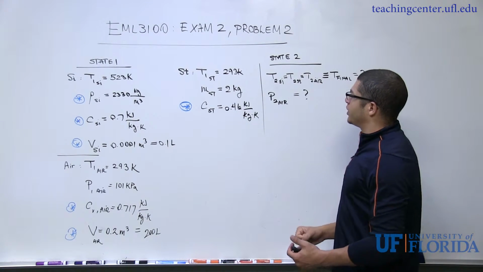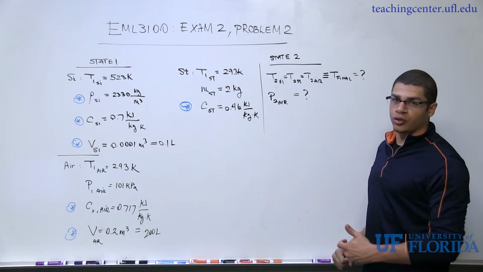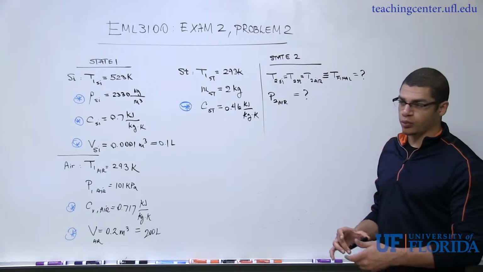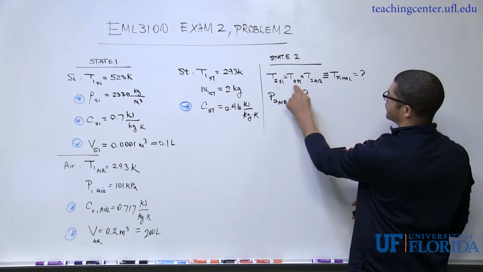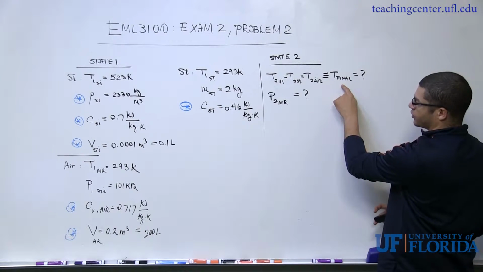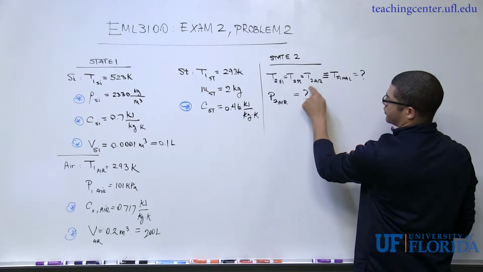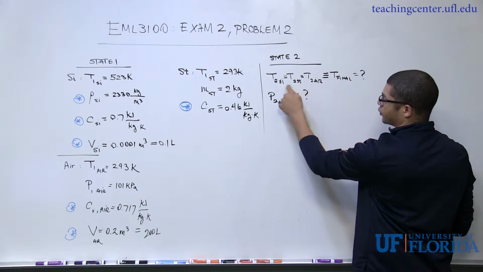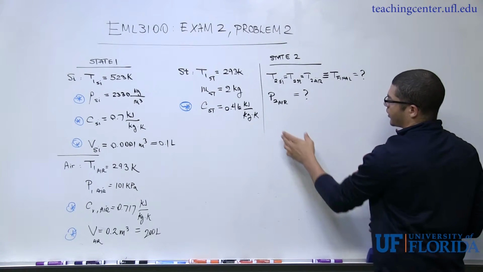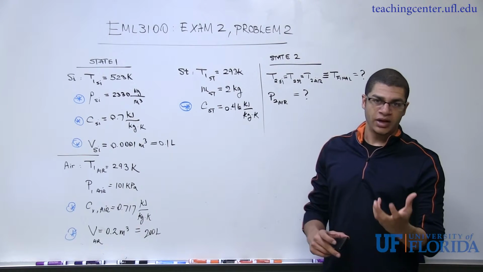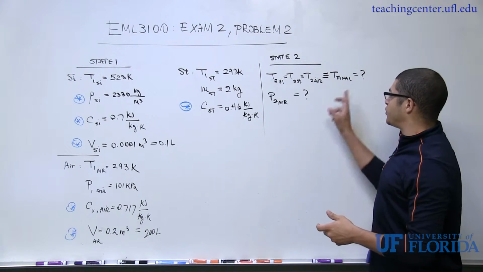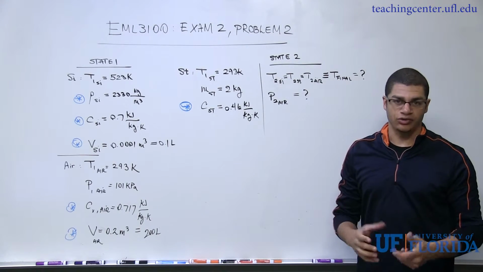At state 2, the final thermal equilibrium state, we have two unknowns that we're solving for in the problem. We're first going to see if we can find the final temperature, which I've defined as T final, equivalent to T air, T steel, and T silicon at state 2. And then we're also asked to find the air pressure at state 2, which is likely going to be a function of the equilibrium temperature of the entire structure.